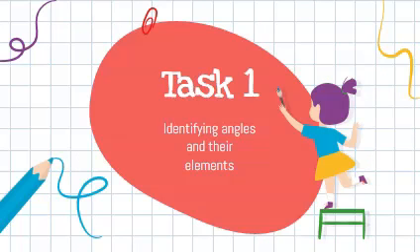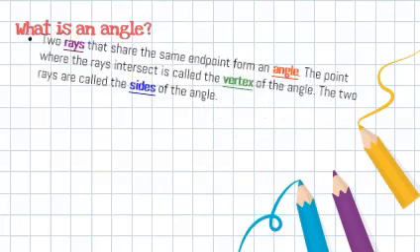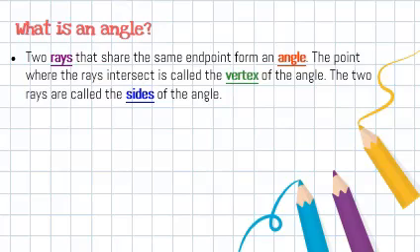Let us start with the first task, which is identifying angles and their elements. What's an angle? Two rays that share the same endpoint form an angle. And this point where the two rays intersect is called the vertex of the angle. The two rays are called the sides of the angle.